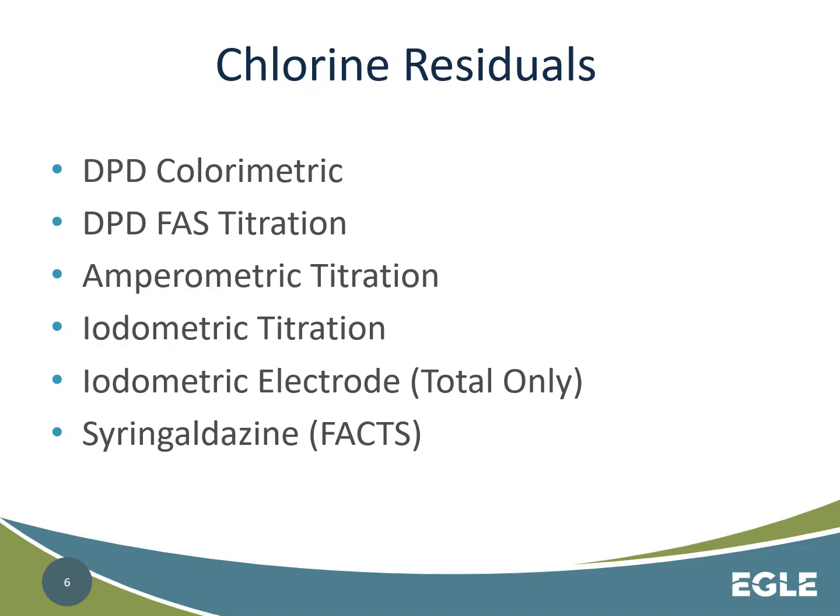So one of the very first things we're going to be doing is looking at chlorine residuals. Chlorine residuals can be measured in various different ways, from DPD colorimetric, DPD titration, amperometric titration, iodometric titration, iodometric electrode, which is only used for total, or as you can see here, syringaldazine. So a lot of labs in Michigan, the two main ones that I know are DPD colorimetric and amperometric titration. So we'll explore some of those coming up.